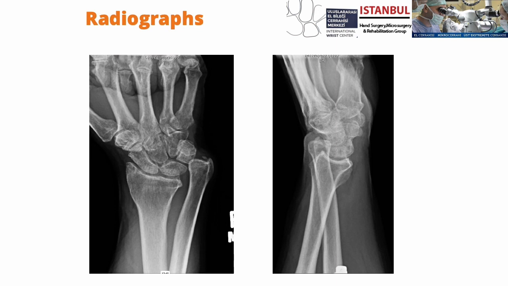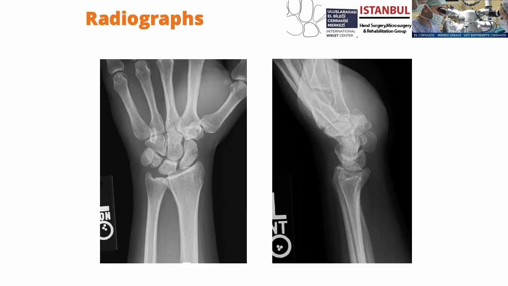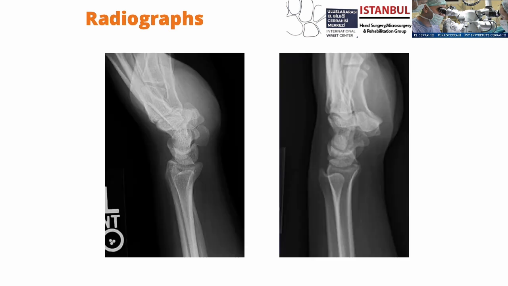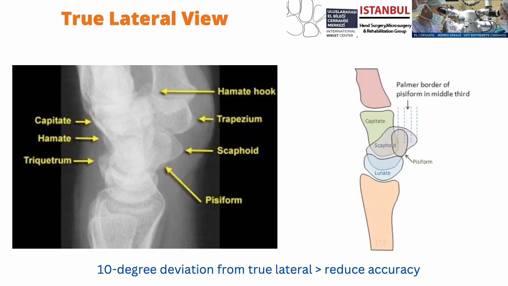The DRUJ widening and instability may be obvious radiographically. However, in certain conditions, it may be subtle. The lateral X-ray view shows no obvious dorsal ulnar translation. However, a true lateral view of this X-ray shows dorsal ulnar translation. It is important to obtain the true lateral view of the wrist X-ray.